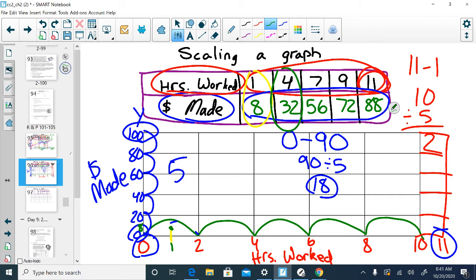Now we're going to take a look at 4, which is right here, and we're going up to 32. So 30 would be like right in between 20 and 40, and then a little bit above that would be about right here. All right, now we're taking a look at 7, 56. So it's going to be between 6 and 8 if we're doing 7. And then we're going to go up to where 56 would be. So I'm looking over here on my y-axis. 56 would be between 40 and 60, maybe about right there. So now I'm going to plot a point right where I think 56 is.